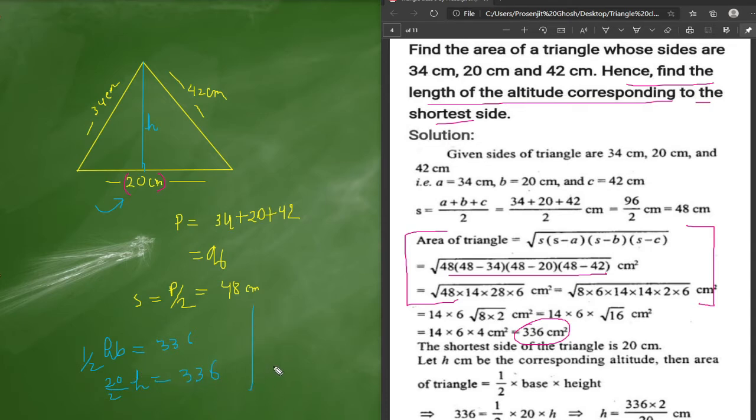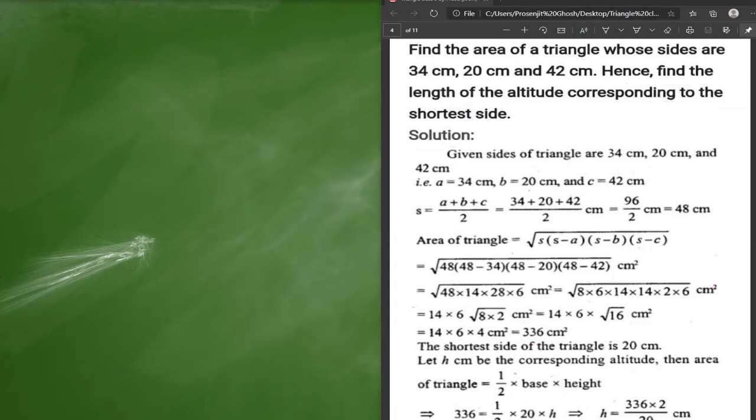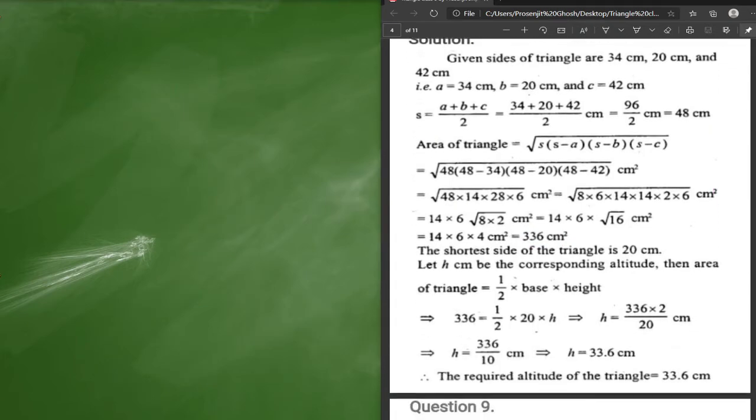Finally, if you solve this one, you will get h equal to 336 by 10, and that is 33.6 centimeter. So finally you also got the height. So that's it for number 3. I hope you got the idea. If you still have any doubt, don't forget to write in the comment section.